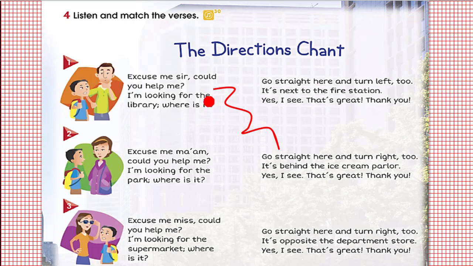So we have here, entonces este párrafo, luego le sigue este otro párrafo. Go straight here and turn right too. It's behind the ice cream parlor. Yes, I see. That's great. Thank you. Right? This is the answer for this part.